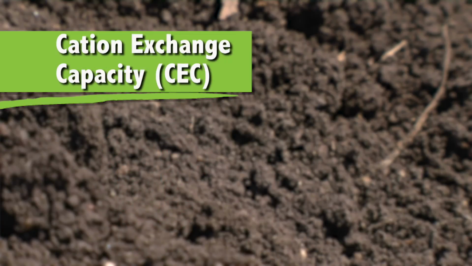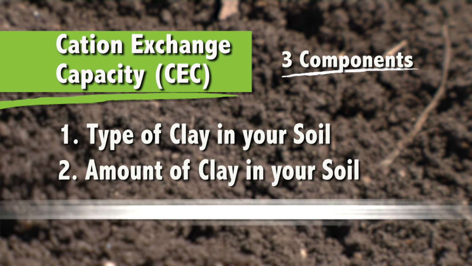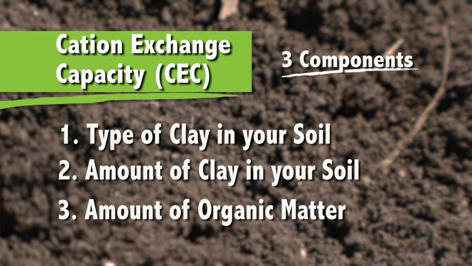With cation exchange capacity, or CEC for short, it's a measurement of the type of clay you have in your soil, the amount of clay you have, and the amount of organic matter. The higher the number, the heavier your soil and/or the more organic matter you have. So, for example, if you've got a 20 or greater cation exchange capacity, we would consider that a heavy soil. If you have a 10 or less, we would consider that a light soil. Chances are maybe a little bit lower organic matter.